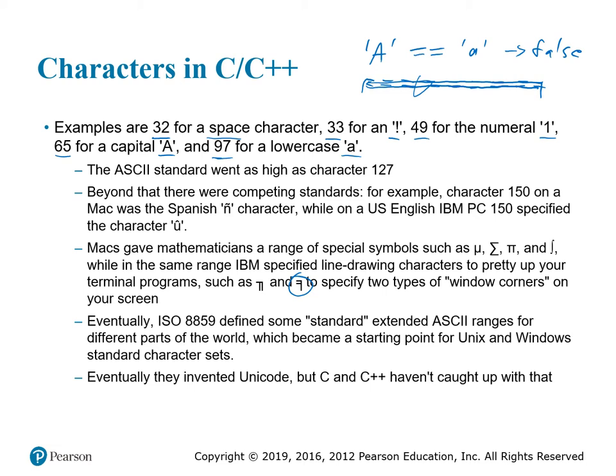Eventually, ISO, the International Standards Organization, defined some standard extended ASCII ranges because it was becoming obvious that computers needed to exchange information between Unix computers and IBM computers and Apple computers and such. ISO 8859 became a starting point for Unix and Windows graphical character sets. As Unix moved into the X Windows world and Windows replaced IBM's text-based terminal screens, they didn't need those special drawing characters anymore, so they could move into more special symbols like characters from European languages and things like that.